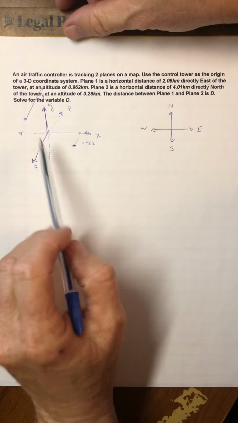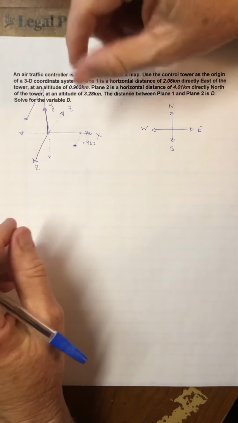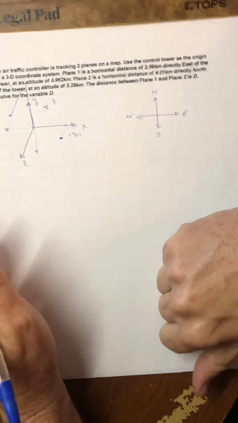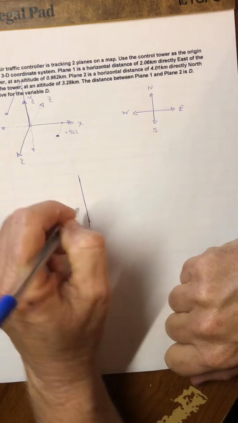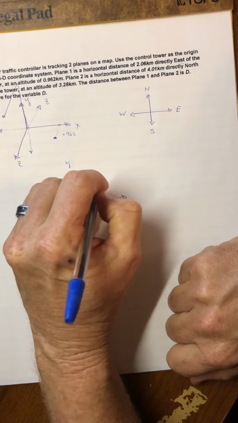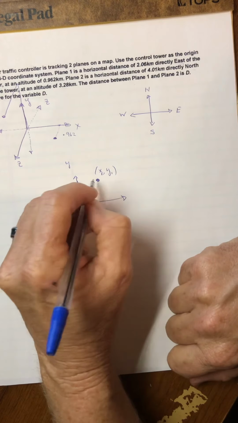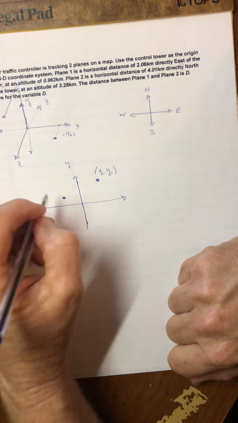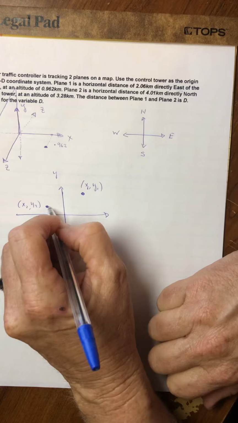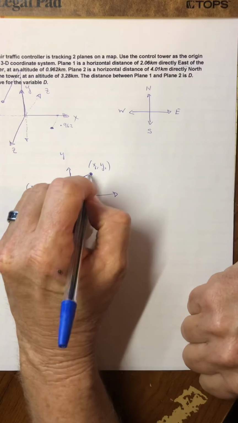All right. The distance between plane number 1 and plane number 2 is D. Solve for D. Now, this actually probably needs a little math review, because if I just had a two-dimensional plane, say X and Y, and I had one point here, call it X1 and Y1, and maybe I had another point over here, call it X2, Y2. This is called the distance formula. It's really Pythagorean's theorem. It says, okay, how far apart are these 2 points?